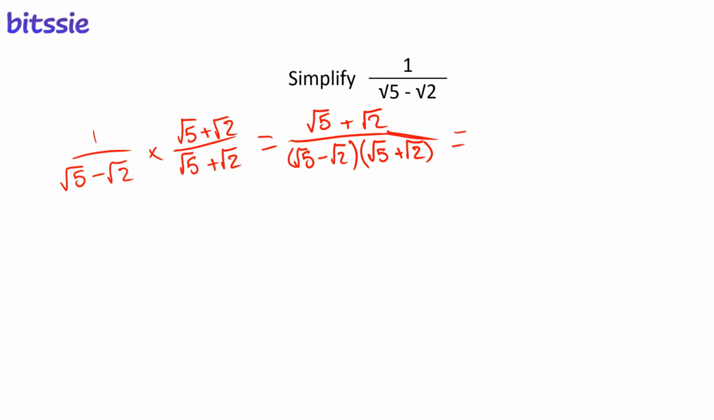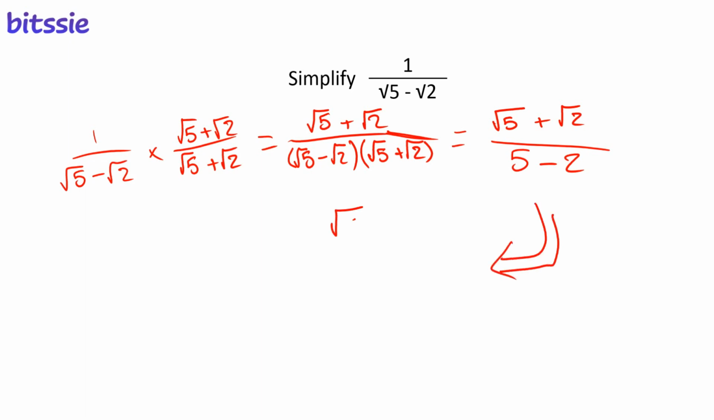And that simplifies further to root 5 plus root 2 over 5 minus 2, due to difference of two squares. And then we can rewrite this as root 5 plus root 2 over 3. That's our answer.